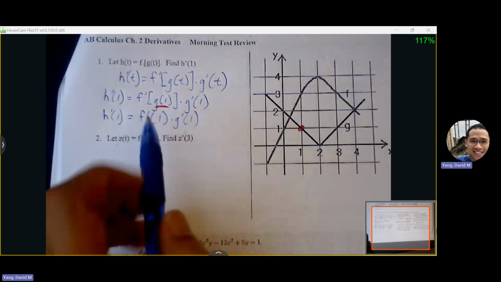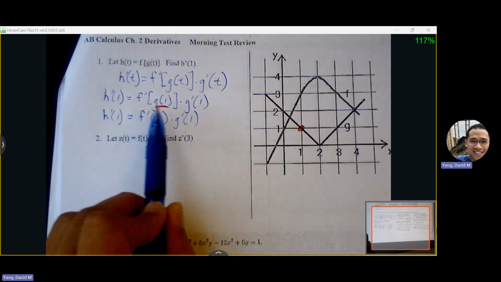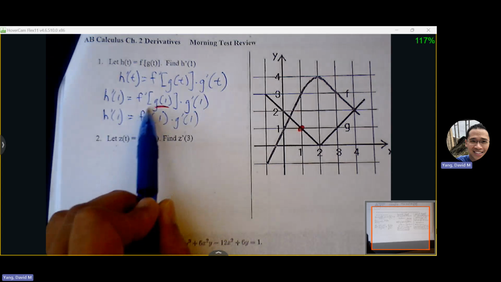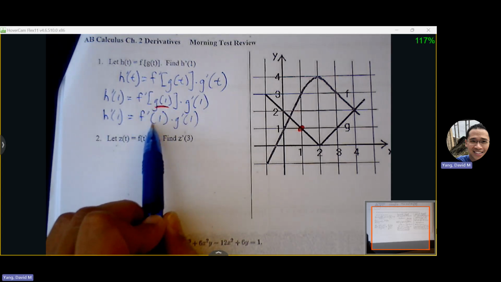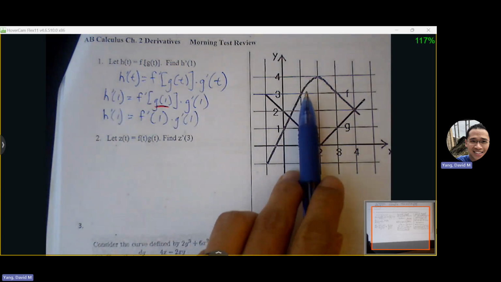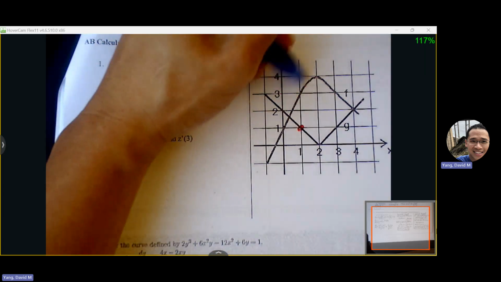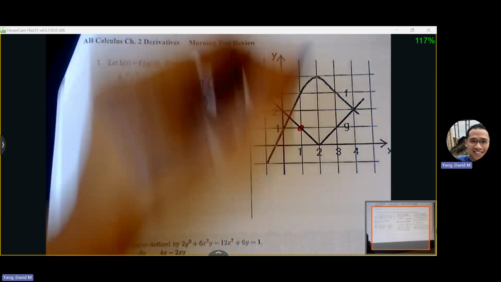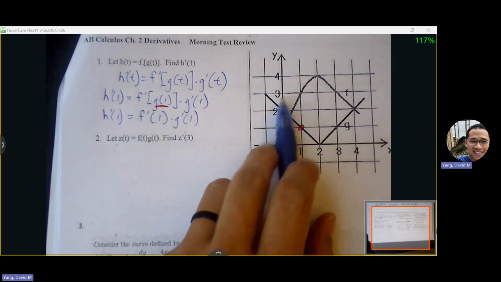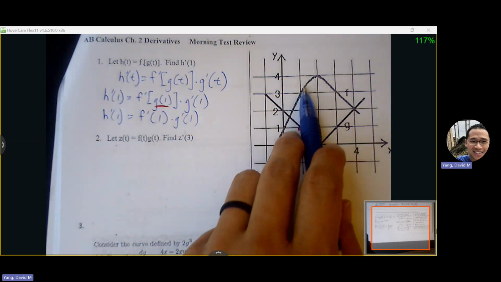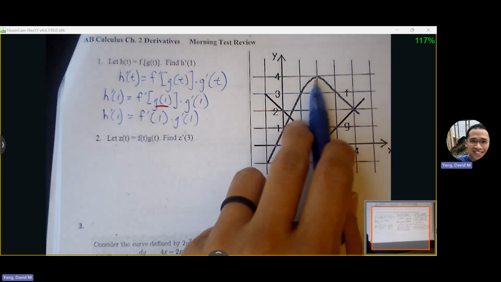F prime of 1, are we good up to this point? F prime of 1 times g prime of 1. Okay, so F prime of 1, what is that asking for? Slope of the F graph at 1. Now, this isn't a very good diagram in terms of, we can interpret it both ways, right? If you look to the left of 1, it looks like a slope of 2, but then to the right of 1 looks like it changes to a slope of 1.